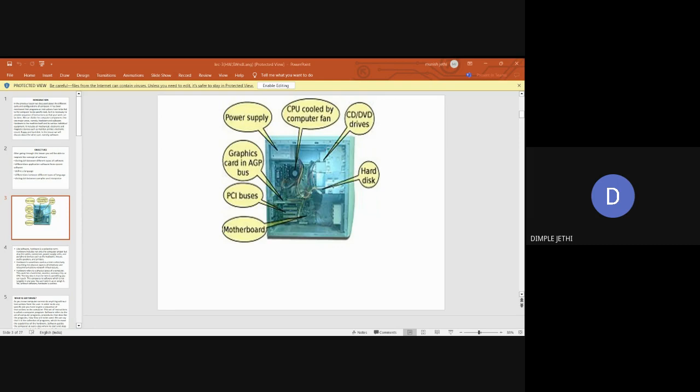Now, the next term mentioned here is buses. Now, what are buses? Anyone knows what are buses? Anyone knows what are buses in a computer? Not buses on the road. Yes, Norbert, please tell me.